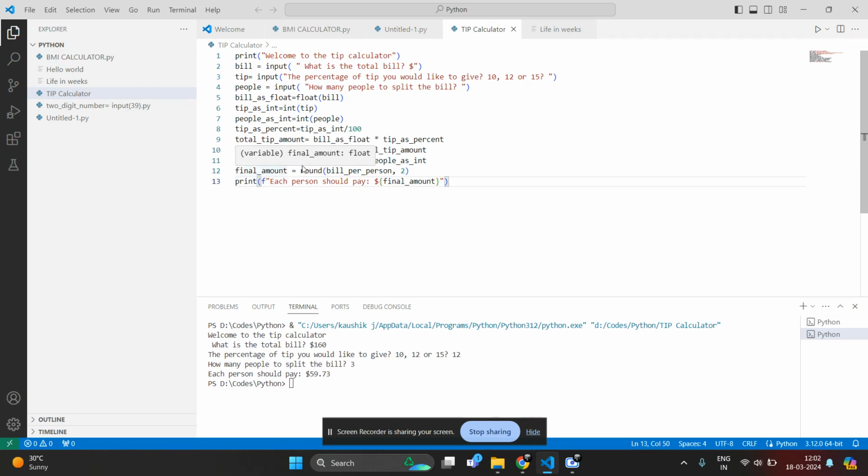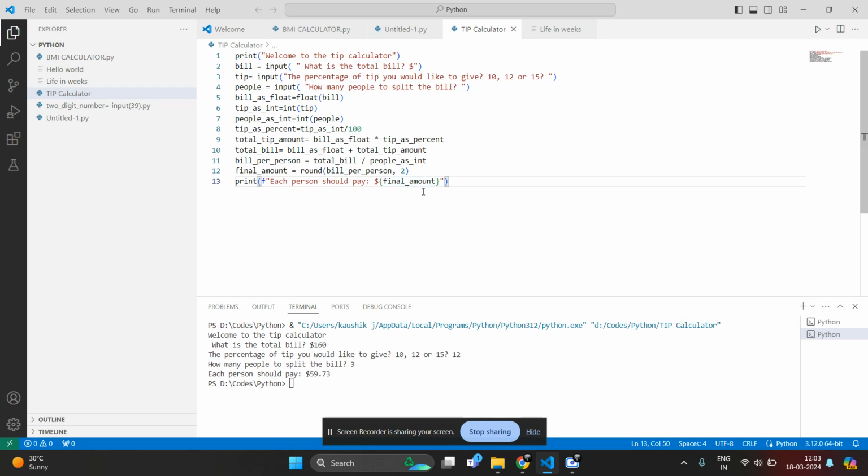And bill per person will be taken as the total bill divided by the number of people, which is stored in the people as int variable. For the final amount, I will round the bill per person to two decimal places. Suppose I get a bill of around $150 and 25 cents.